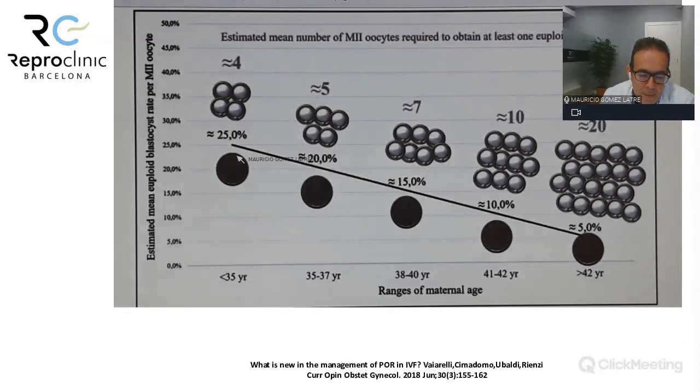With the aging, more oocytes are needed for this aim, and it's a fact that with the aging, fewer eggs we can retrieve. In more than 42 years old patients, we need more than 20 oocytes for obtaining at least one healthy embryo. As you can imagine, an extremely difficult chance of success in this case.